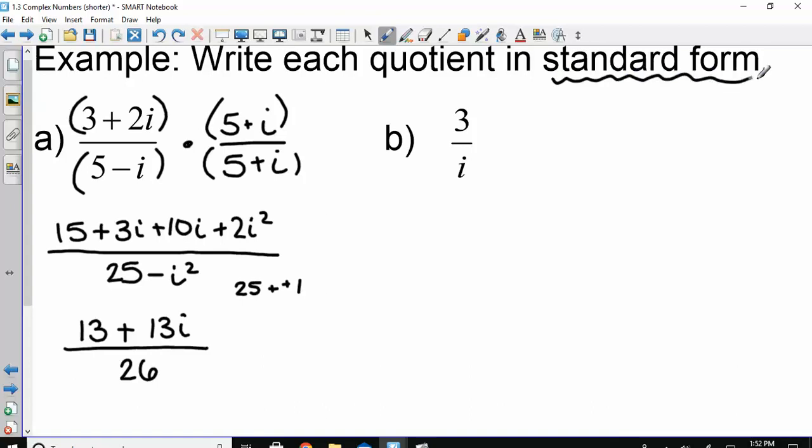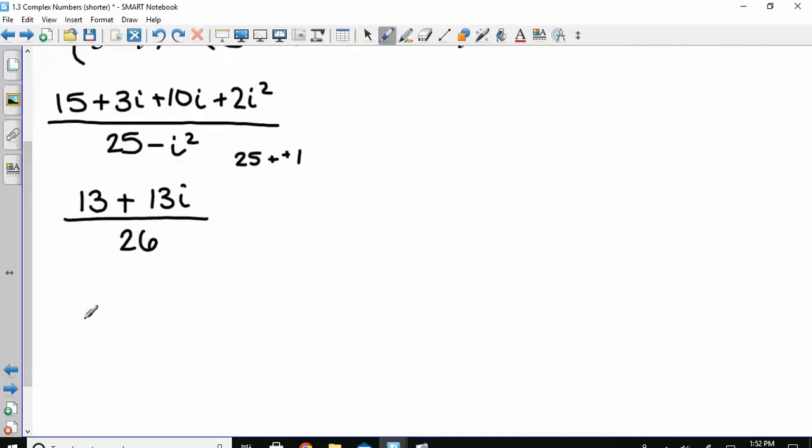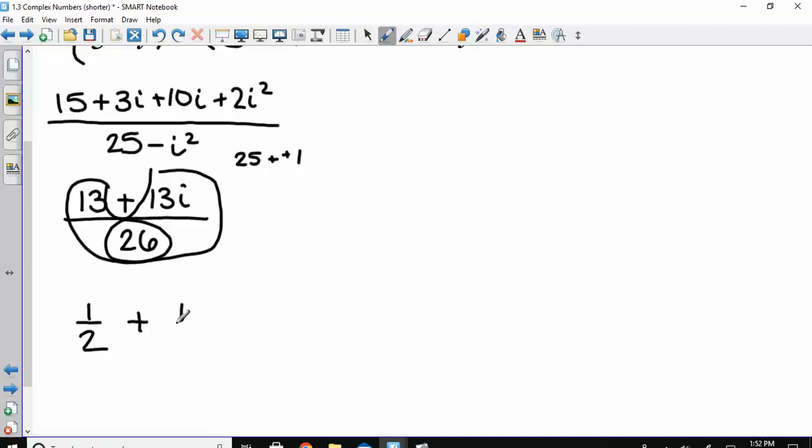Notice my directions. I said standard form, a plus bi. That means we have to break this fraction up. So 13 divided by 26 is 1/2, plus 13i over 26 is 1/2 i, or i over 2. Did I lose anybody on that one? Lots of multiplying and simplifying there.